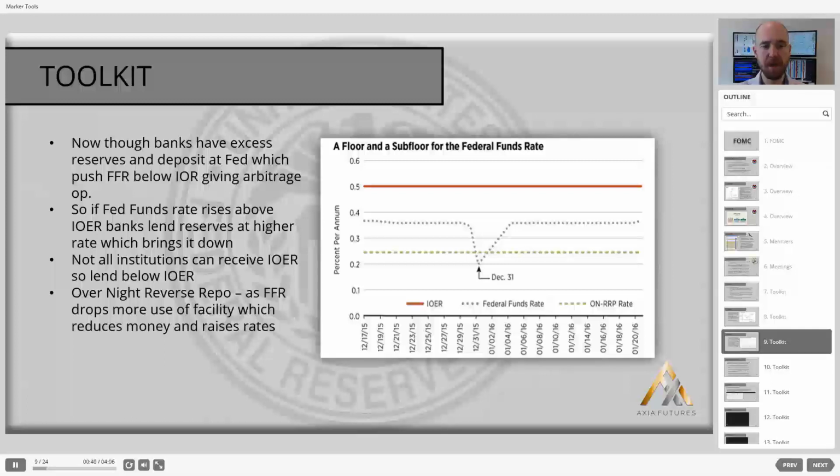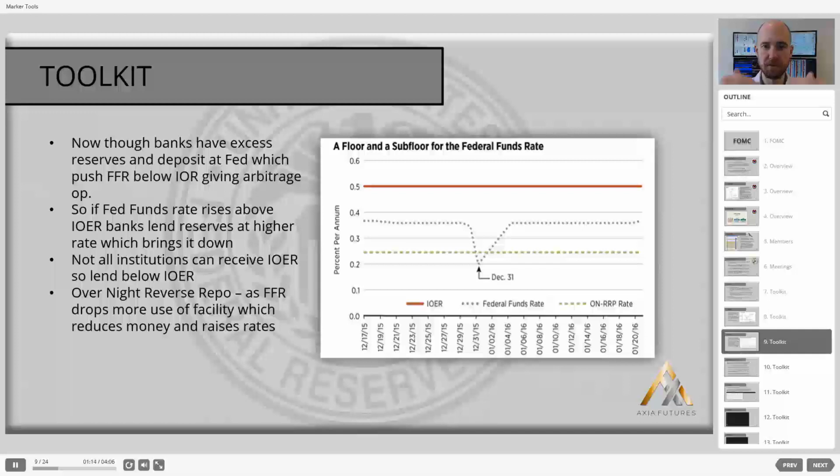Now what you can see is that not all institutions can actually put money at the Fed and earn interest on it. Some government-sponsored entities cannot do this, yet they have a very large influence on the federal funds market. And so what they would be doing is actually lending money. If they had excess reserves, they'd be lending that below the federal funds rate. Banks would then take that money, arbitrage it, and invest it at the Fed for the IOER.